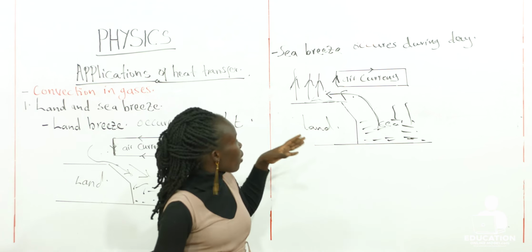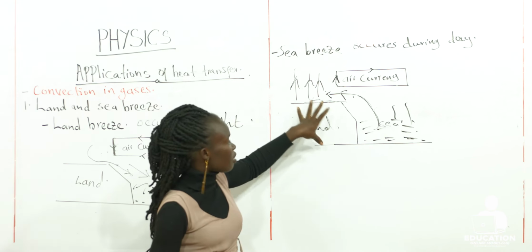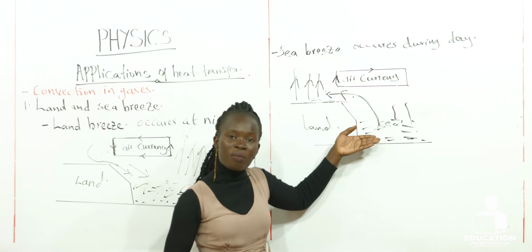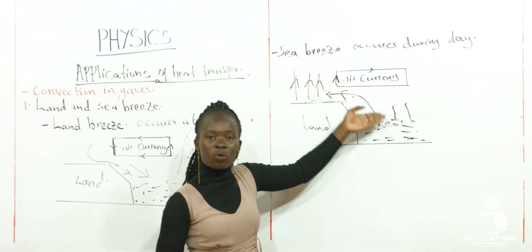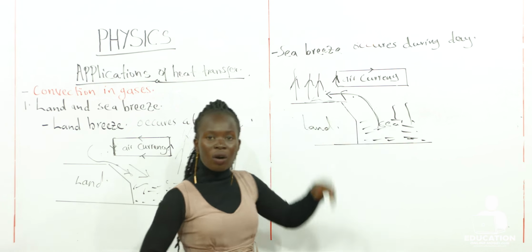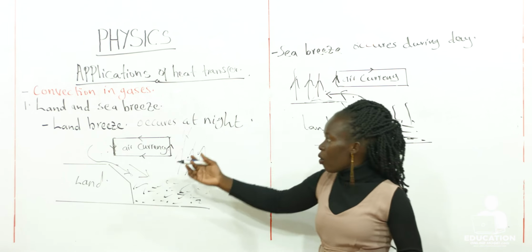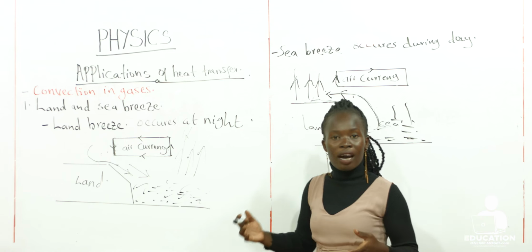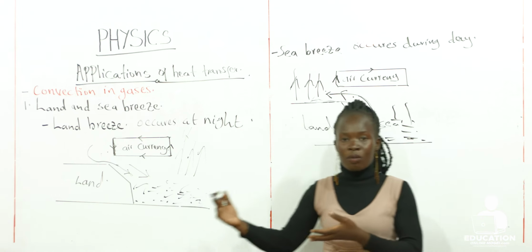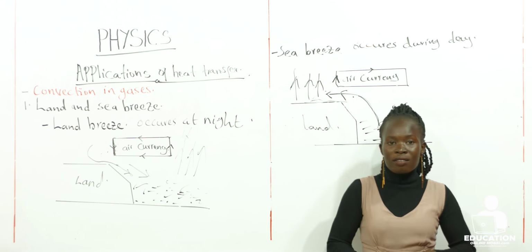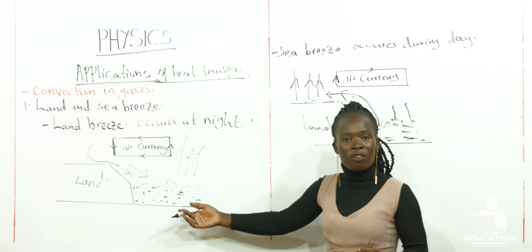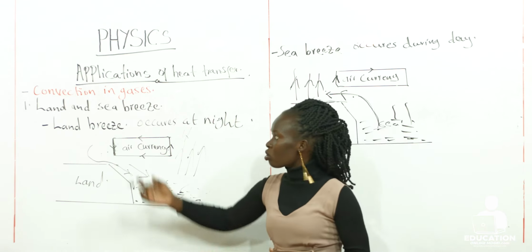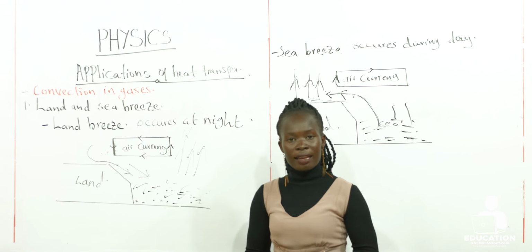So this is why it is called the sea breeze, because the breeze, the cool air, comes from the sea at this point and then onto the land, which is a different case with this. With the land breeze, the cooler air comes from the land, and then it is replacing the warmer air that was being transferred from the surface of the sea. So that is one of the applications of convection in gases.